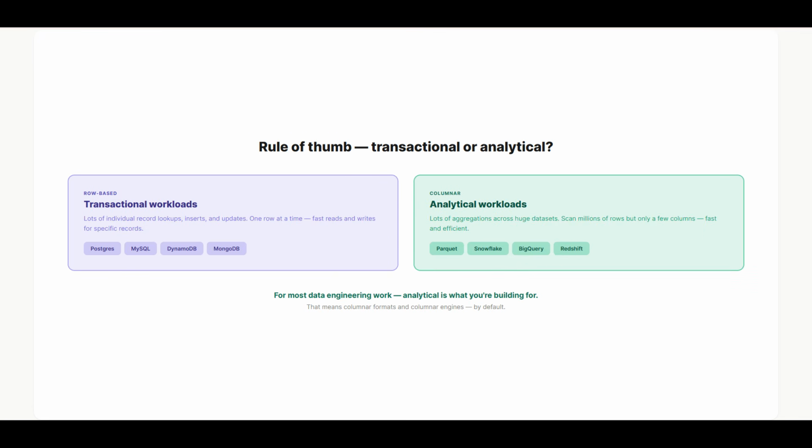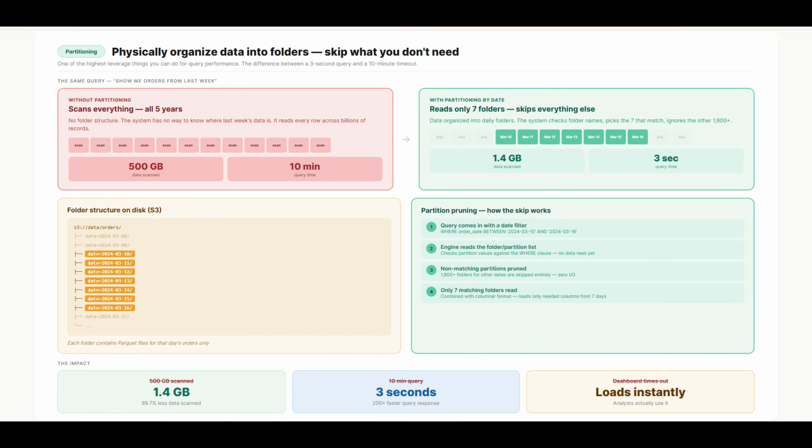Rule of thumb, if your use case is transactional, lots of individual record lookups, inserts, and updates, row-based. If it's analytical, lots of aggregations across huge datasets, columnar, and for most data engineering work, analytical is what you're building for. Okay, partitioning. This is one of the highest leverage things you can do for query performance, and I want to make sure it really lands.